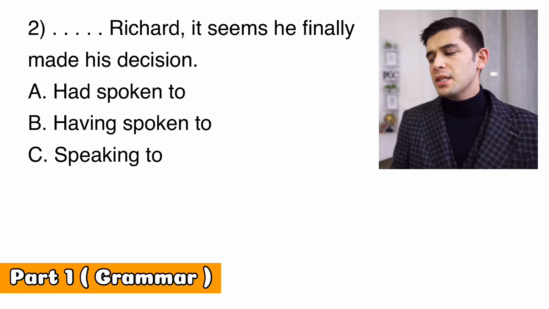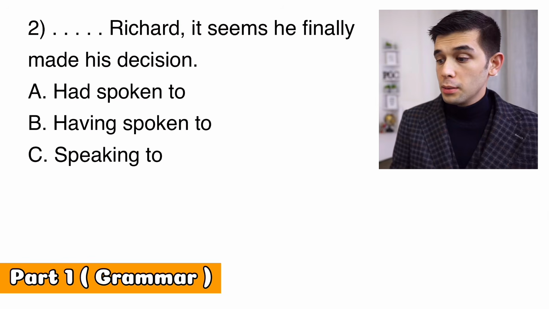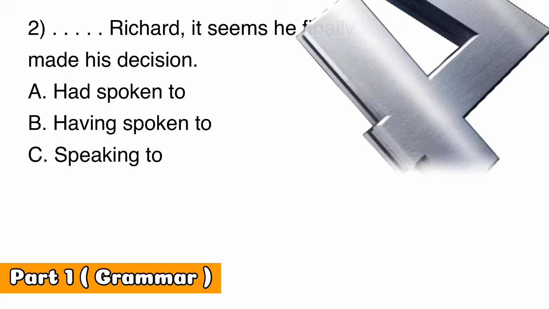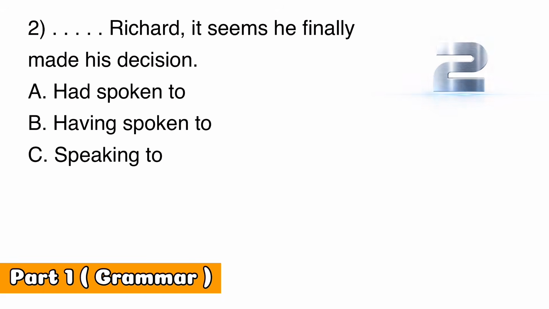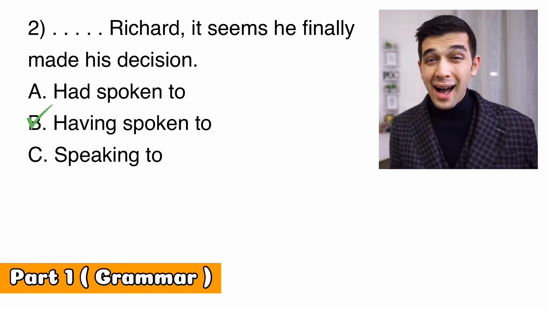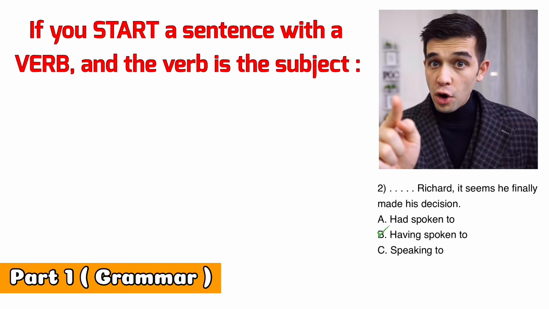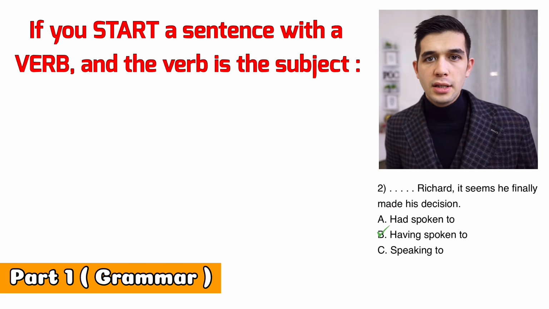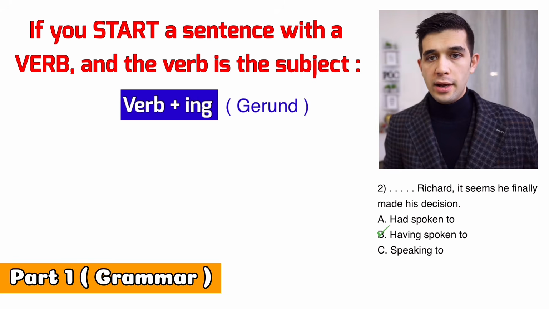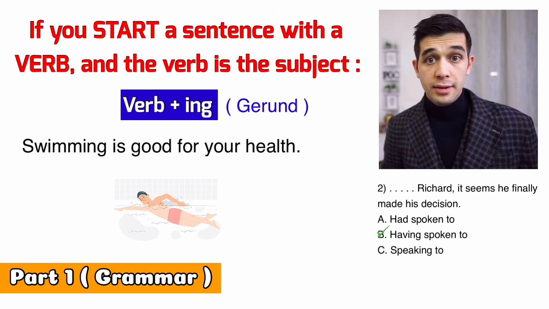Richard, it seems he finally made his decision. Had spoken to, having spoken to, speaking to. Very good, having spoken to, but why? If you start a sentence with a verb, and if that verb is the subject of the sentence, the verb needs to come with ing. This is called gerund.